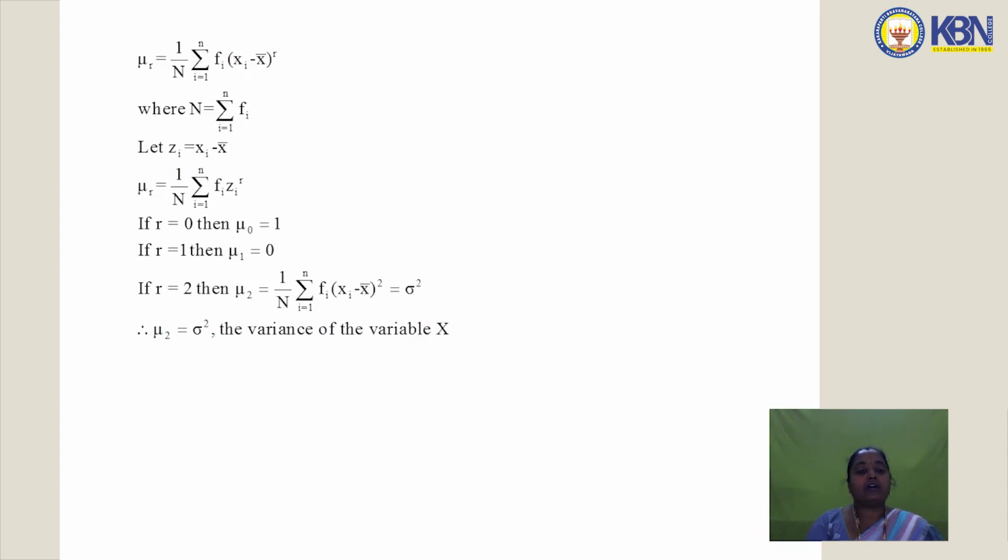If we take r is equal to 0 in mu r, then we get mu naught is equal to 1. If we take r is equal to 1, then we get mu 1 is equal to 0. If we take r is equal to 2, then we get mu 2, which is nothing but 1 by N summation f i (x i minus x bar) whole square. This formula is nothing but the variance. Therefore, mu 2 is equal to sigma square, the variance of the variable x.